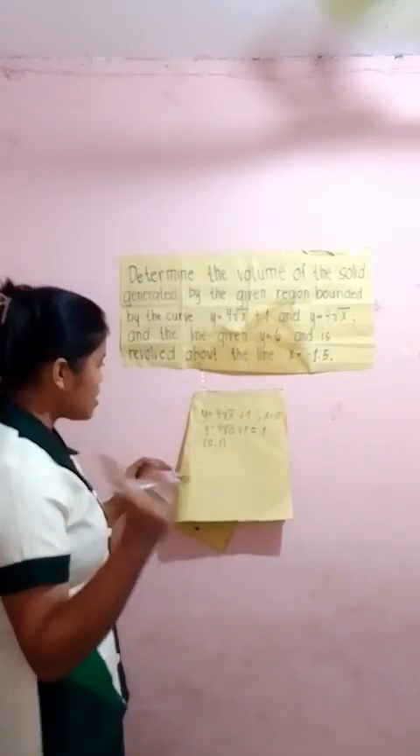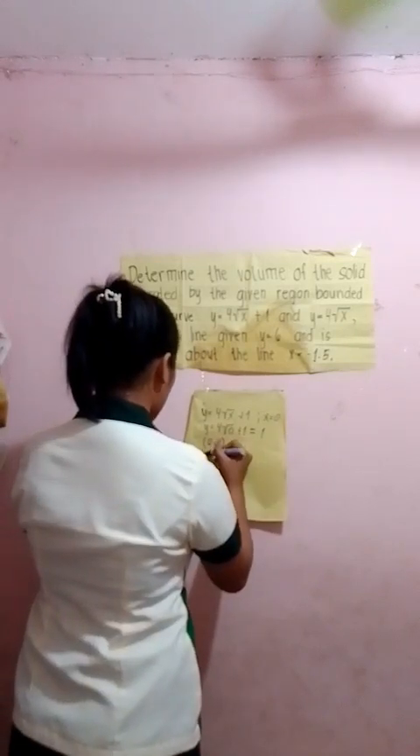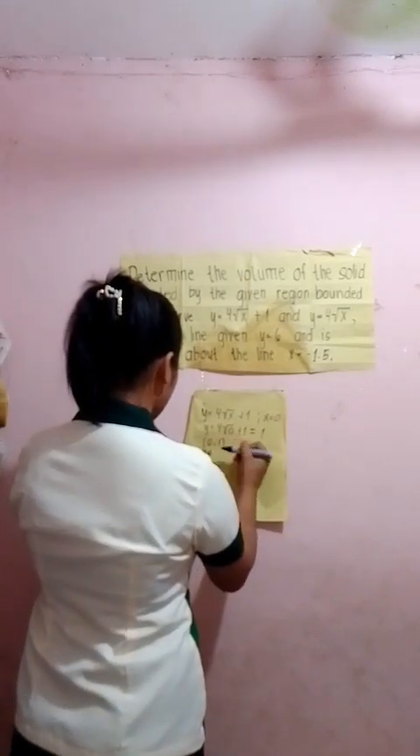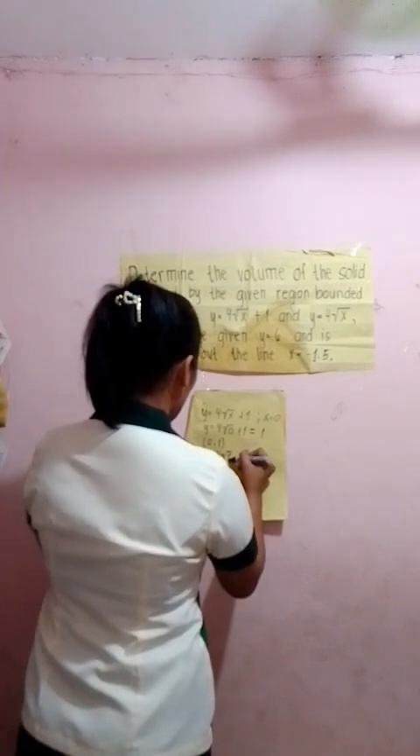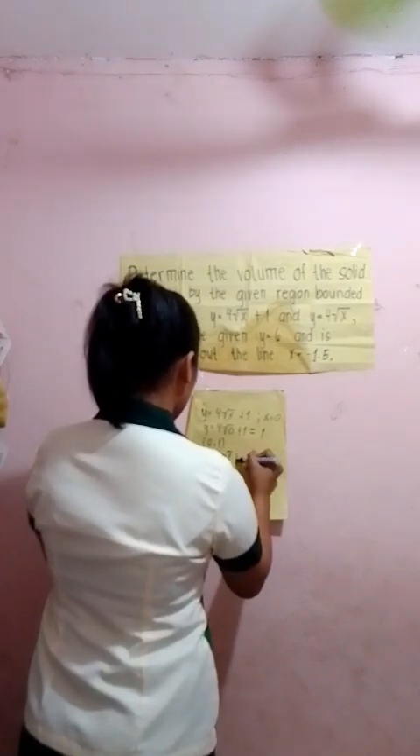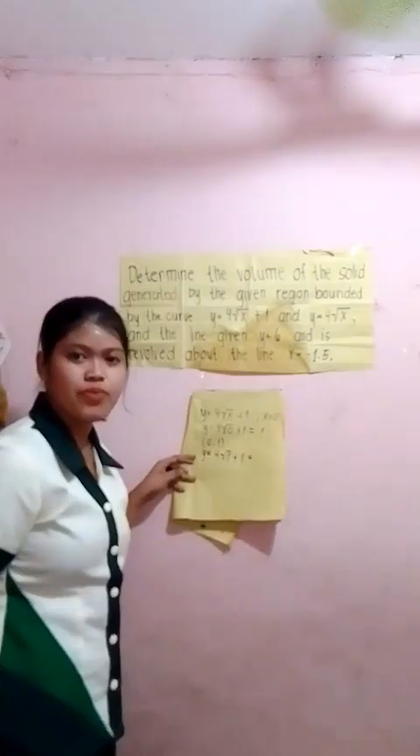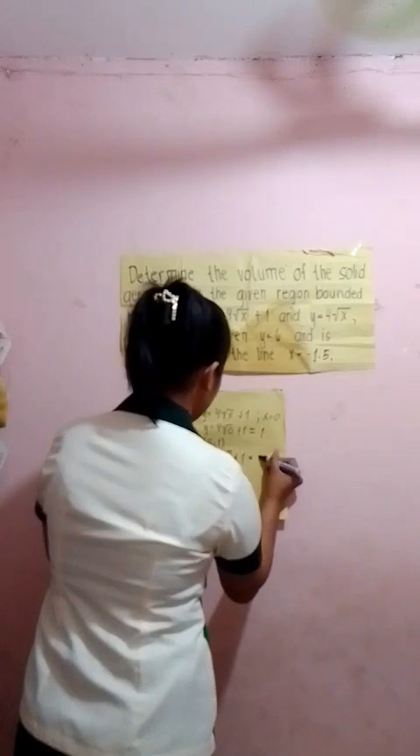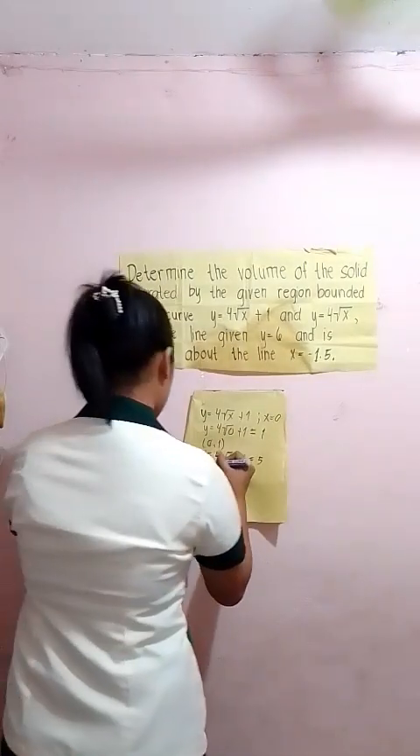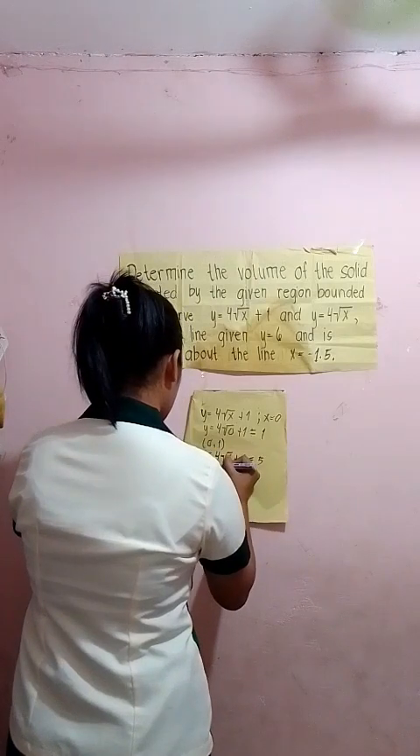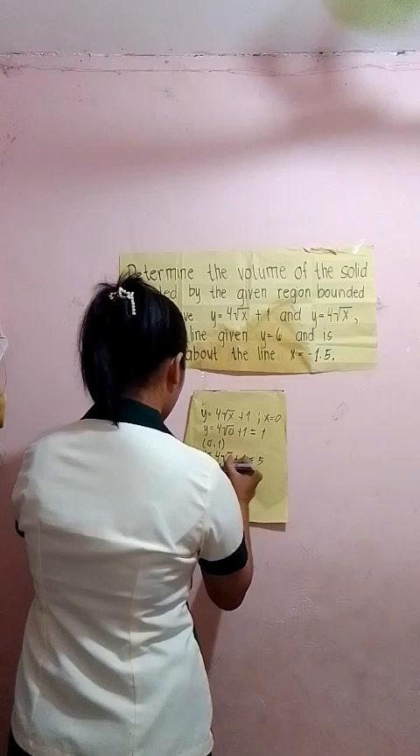Next, what if our x is equal to 1? y is equal to 4 times the square root of 1 plus 1 is equal to 5. So our second coordinate is 1 and 5.